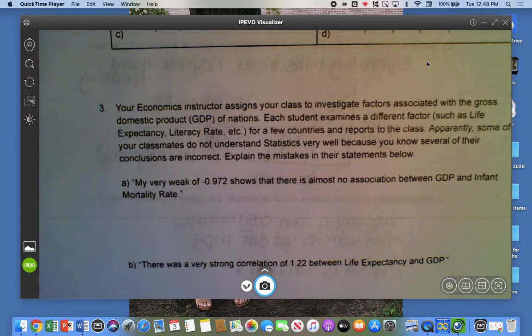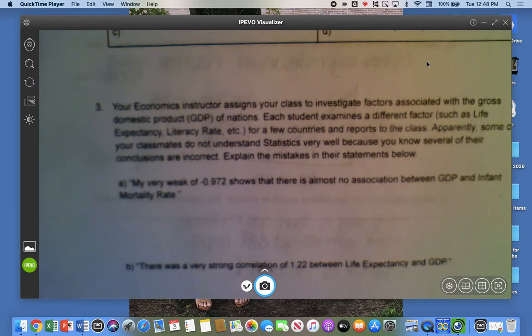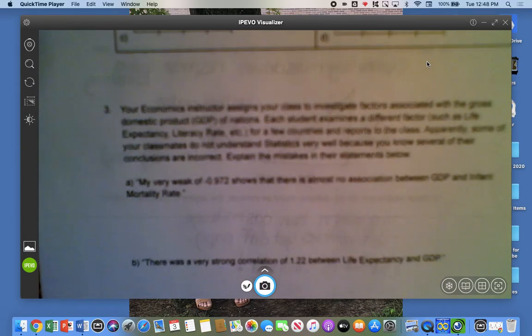What do you think is wrong with A? 0.972 is a strong correlation, not a weak correlation.